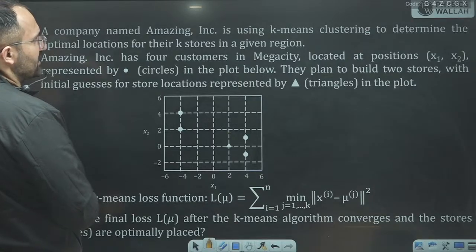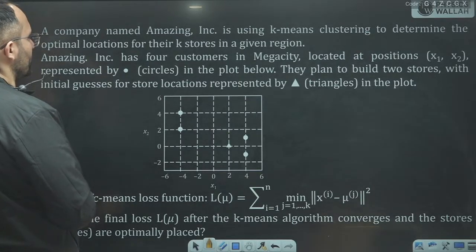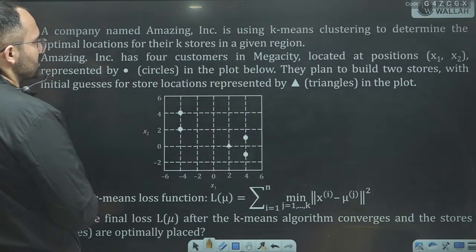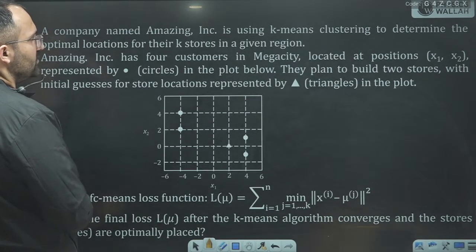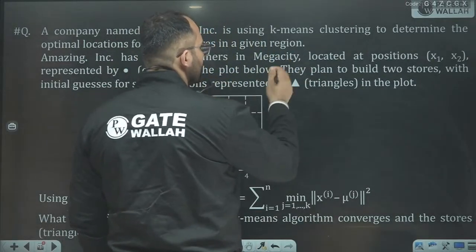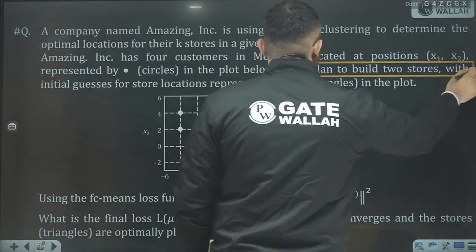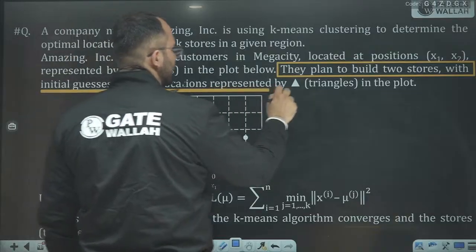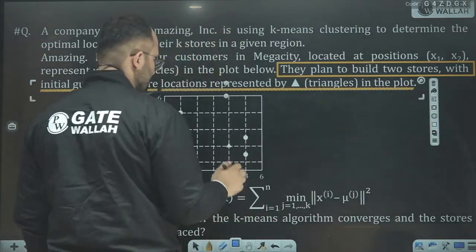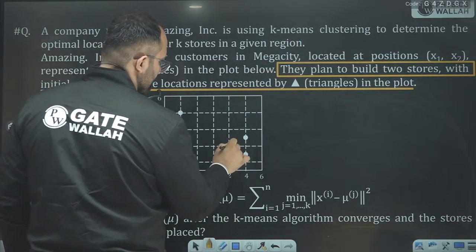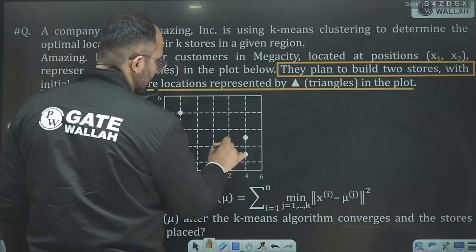It is using k-means clustering to determine the optimal location for their k stores in the given region. It has 4 customers. They want to build 2 stores with initial guesses for the store locations represented by this in the plot. I think only one triangle is there. So let's say both the stores are here initially.